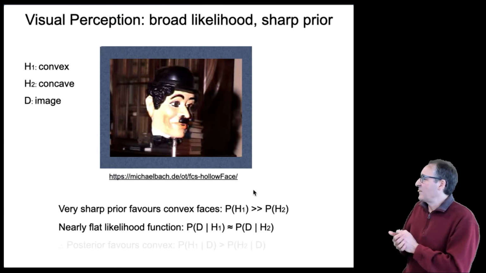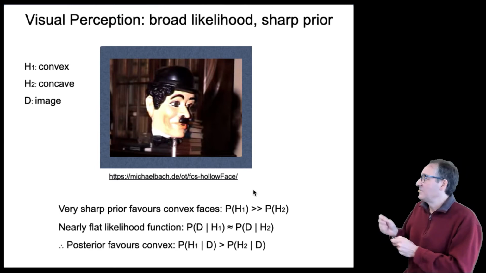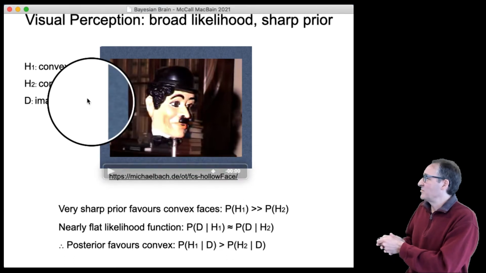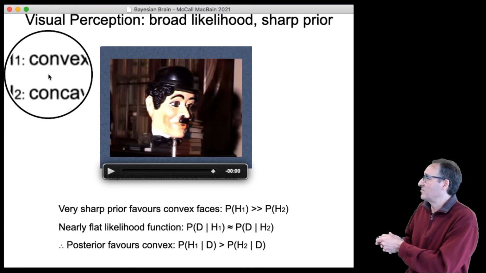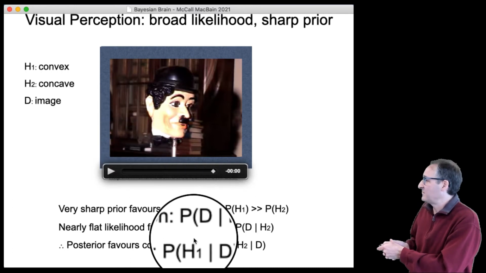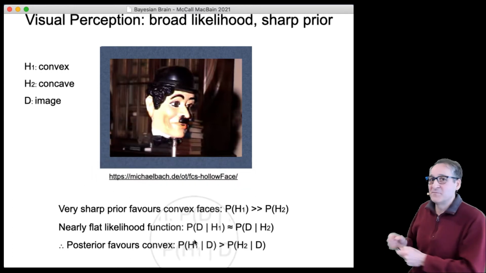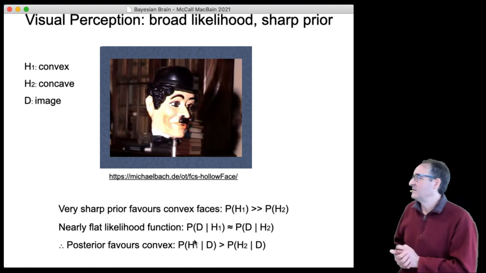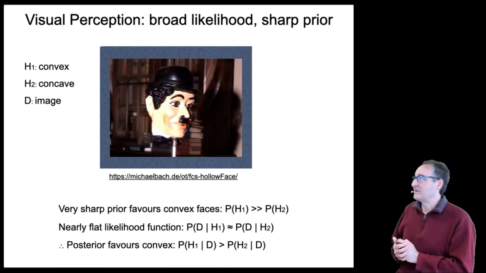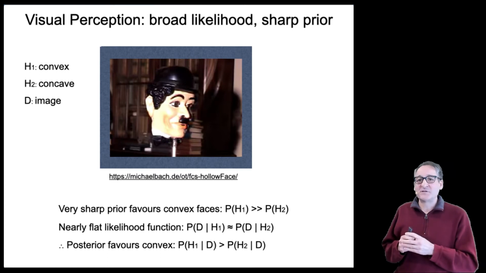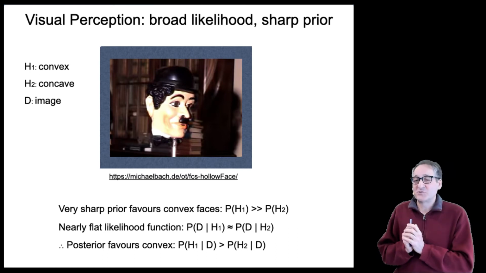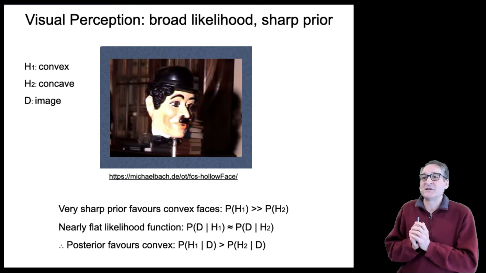And now when you multiply the likelihood by the prior, because the prior is so much greater for convex, and the likelihoods are about the same, the posterior, the MAP estimate, is that it's a regular convex face. So it appears that our visual system concludes for us unconsciously, through some sort of Bayesian type calculation, that it's a convex face.